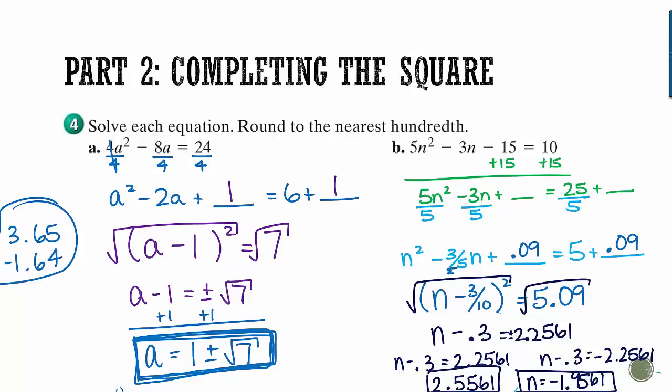Because it says to round to the nearest hundredth, I would say for this problem your answers are 2.56 and negative 1.96. Call it a day.